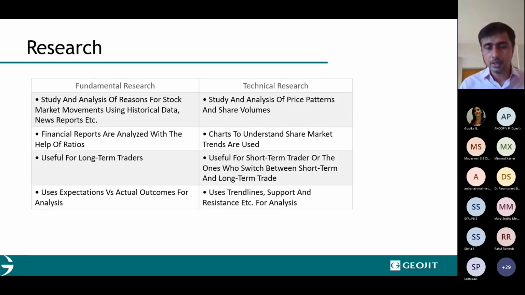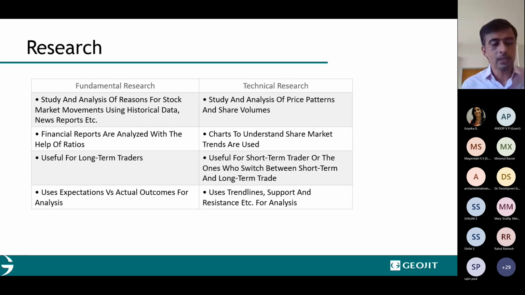So to understand the trends, charts are being used. Useful for short-term traders or the ones who switch between short-term and long-term. So what happens? See, I'm a long-term trader. I bought Infosys for a very long period, but I will analyze my Infosys. What is going to come in the next week for Infosys? So I say that technicals say that Infosys is showing a bearish trend, but still I am an investor.